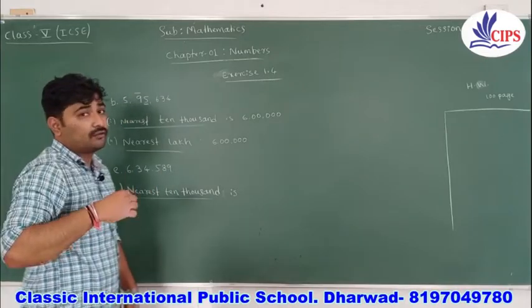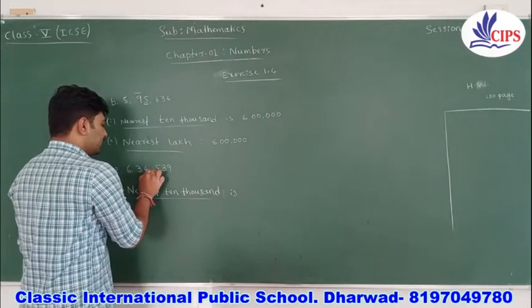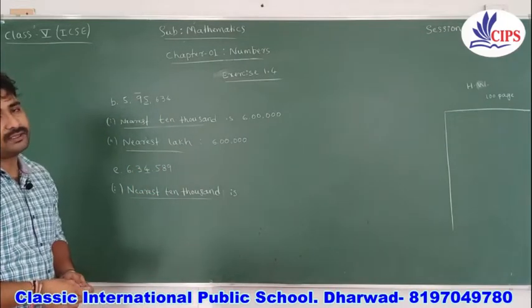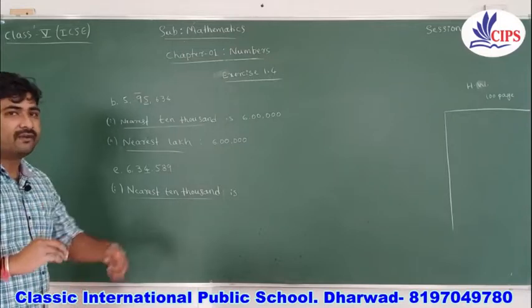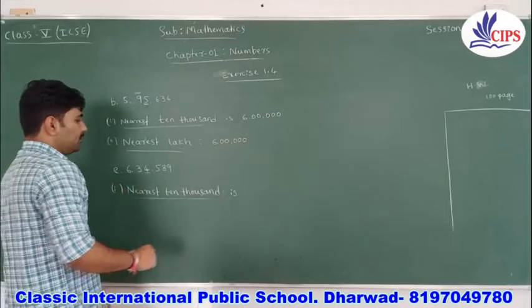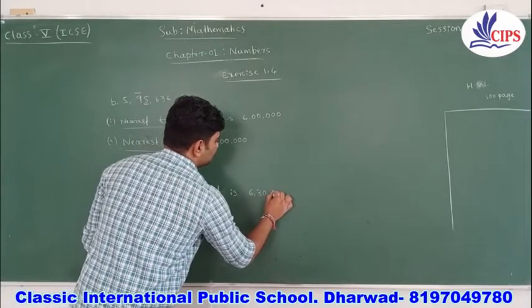So if I am rounding off to its nearest 10,000, again I am going to consider the thousands place. So in the thousand place I found 4. Again 4 is less than 5. Now the rounding off number is the lowest multiple of 10,000. So it will become 6,30,000.